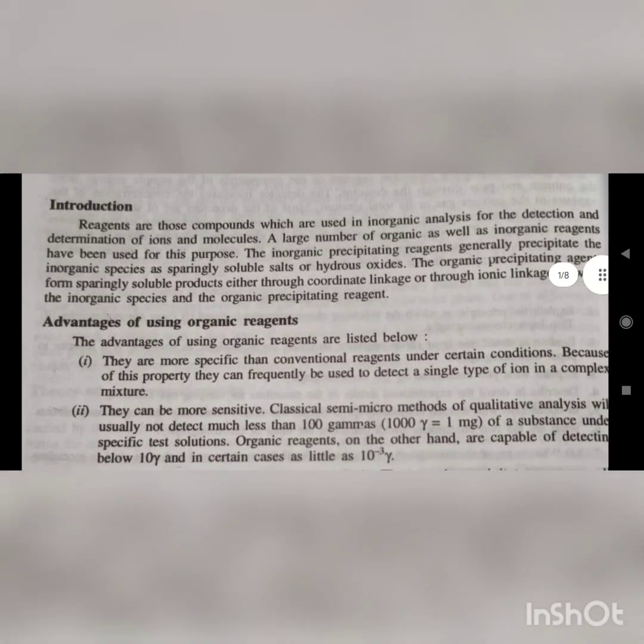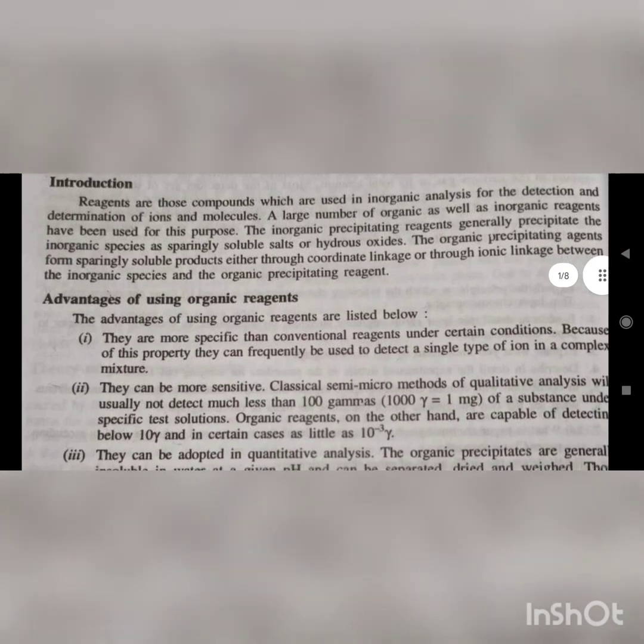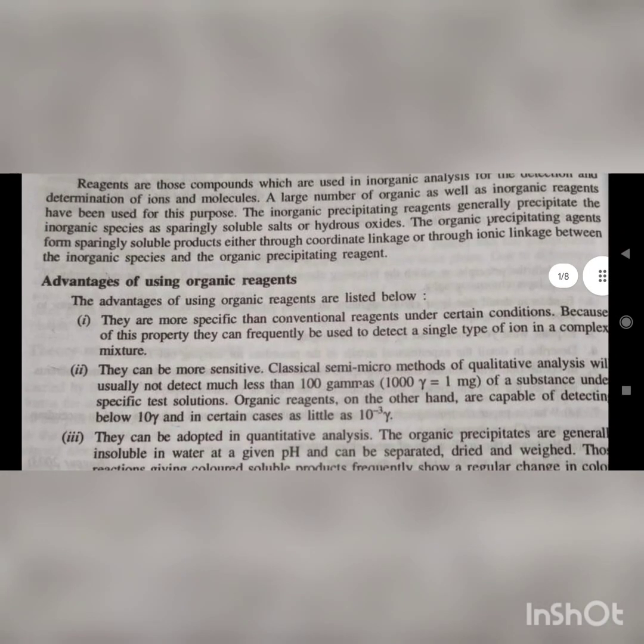The inorganic precipitating reagents generally precipitate the inorganic species as sparingly soluble salts or hydrous oxides. The organic precipitating agents form sparingly soluble products either through coordinating linkage or through ionic linkage between the inorganic species and the organic precipitating reagents.